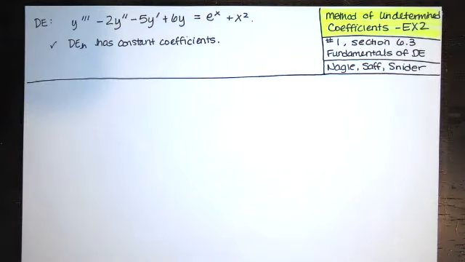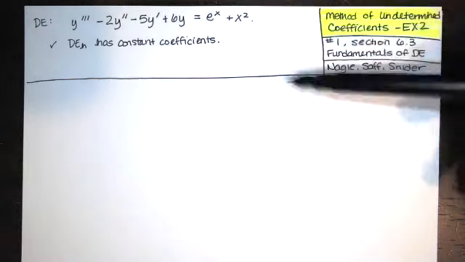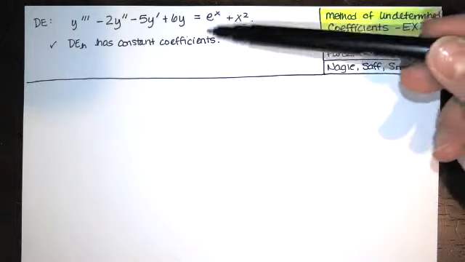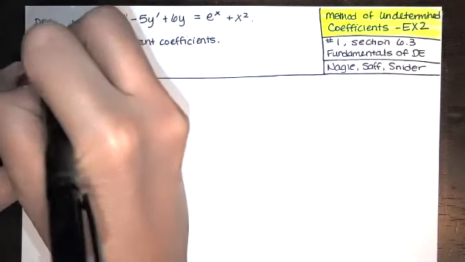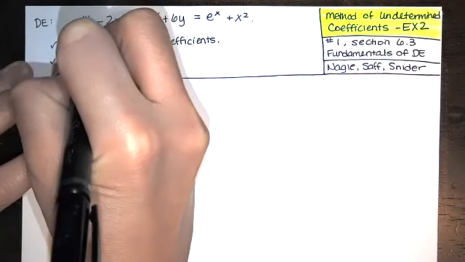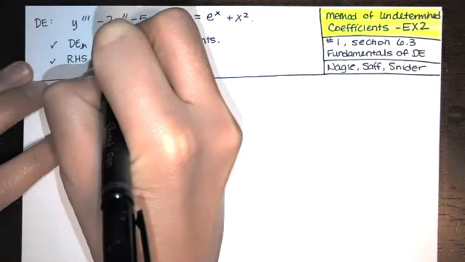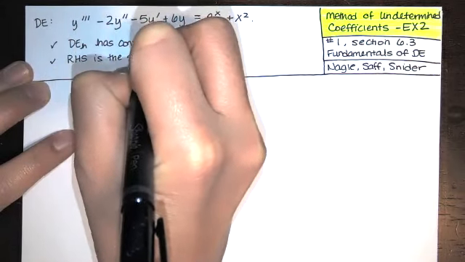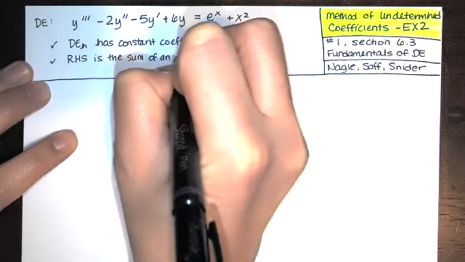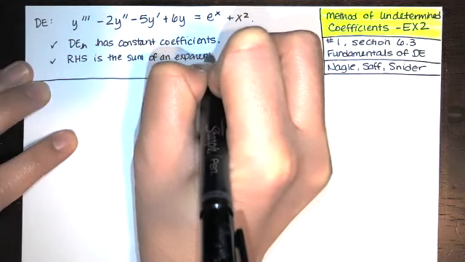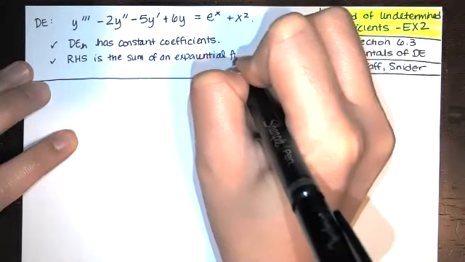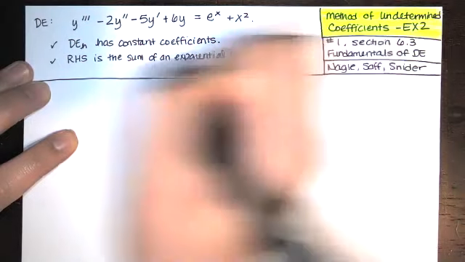And then the right-hand side has to be either an exponential function, a polynomial, or a sine or cosine function, or some finite product or finite sum of those. And that's exactly what we have. We've got a second degree polynomial and an exponential function. So the right-hand side is what it needs to be. The right-hand side is the sum of an exponential function and a second degree polynomial.